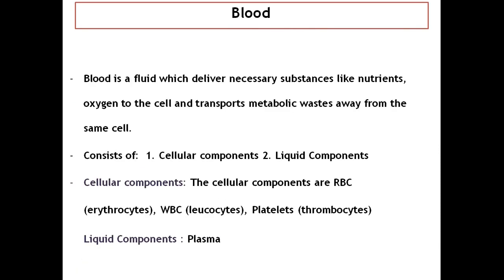Now coming to the next topic, that is blood. Blood is a body fluid in humans and other animals that delivers necessary substances such as nutrients and oxygen to the cells and transports metabolic waste products away from those same cells. Blood consists of two components, the cellular components and the liquid component. The cellular components of the blood are RBC, that is erythrocytes, WBC, that is leukocytes, and platelets, thrombocytes. And the liquid component is plasma.